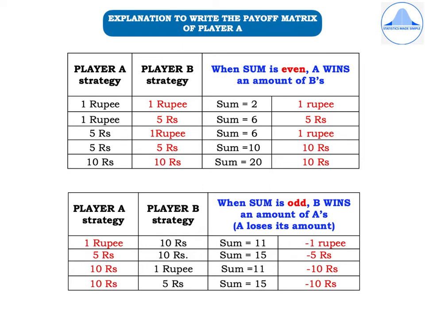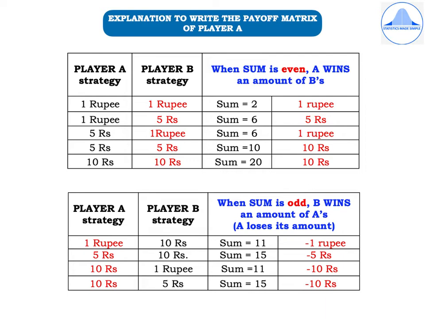Now whenever the sum is even, A wins an amount of B's. That means in the first case, when the sum is equal to 2, A will win B's 1 rupee. Similarly, when the sum is equal to 6, A wins B's amount, which is 5 rupees. Similarly, in the next row, I have 1 rupee, 10 rupees and 10 rupees.